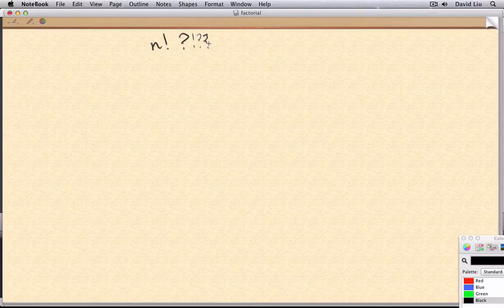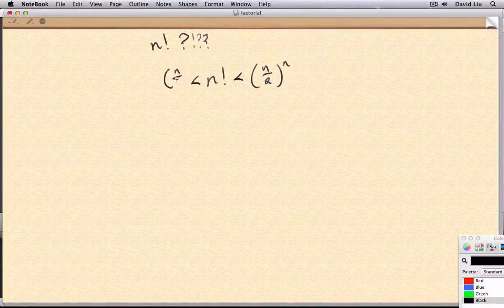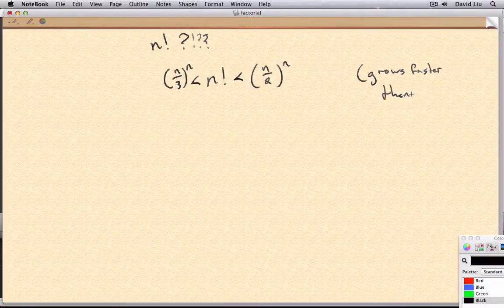Something we'll do this week is return to the notion of asymptotic bounds. So even if we don't have exact values, we can still say something about the rates of growth of certain functions. For the factorial function, it's actually pretty well known that it's less than n over 2 to the n for all n, and it's greater than n over 3 to the n. By the way, in case you haven't seen this before, this implies that the factorial function is huge. It grows faster than any exponential function even.